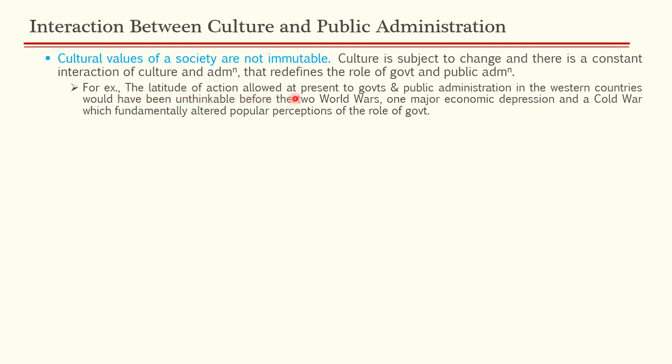For example, we'll take one example. The latitude of action allowed at present to governments and public administration in the Western countries would have been unthinkable before the two world wars, one major economic depression, and a Cold War, which fundamentally altered popular perceptions of the role of government. So you might have studied this in economy, that before the Great Depression, whatever administration was there in USA, it was the typical capitalist administration where private companies were given more freedom. It was the theory of Adam Smith, if you remember, Adam Smith's theory of invisible hand of private enterprises and everything. So that was there before 1929, and then happened 1929, the Great Depression, and then everything changed.